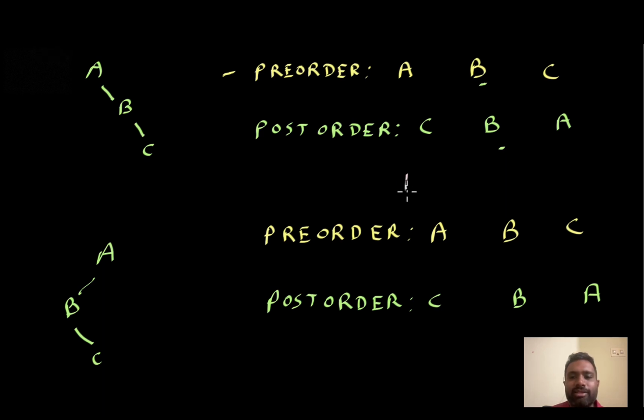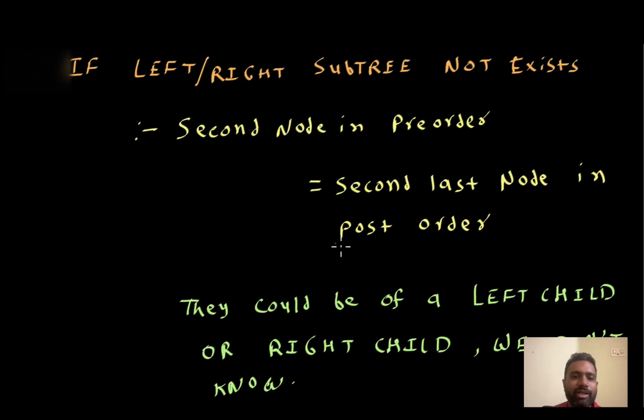Why? Because if the left subtree or right subtree does not exist, we won't be able to identify whether the node is a left child or a right child. But this is not the case in our current scenario. In the current scenario we know that both exist, unless it is the very trivial case that there is only one node, so we don't worry about those cases. It's very simple to identify there.